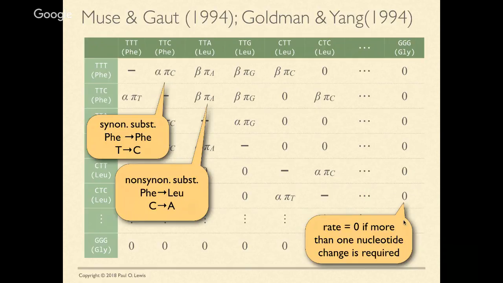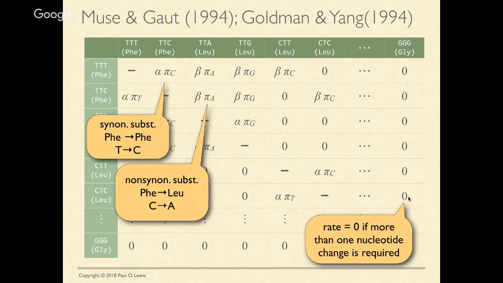There are a lot of zeros in this matrix, so we put a rate of 0 if more than one nucleotide change is observed. In this case, we have CTC changing to GTG, and basically every one of the 3 nucleotides has changed to something else. This basically says that you can't have multiple substitutions in one instant of time. This is an instantaneous rate matrix.